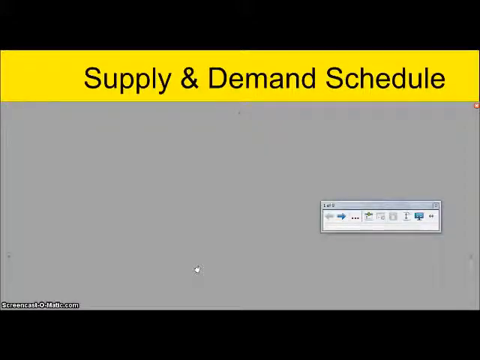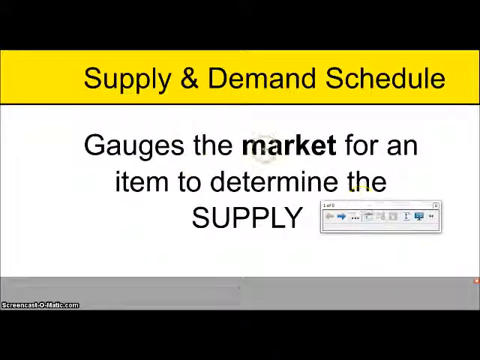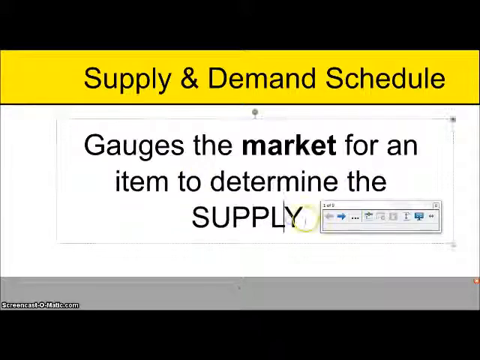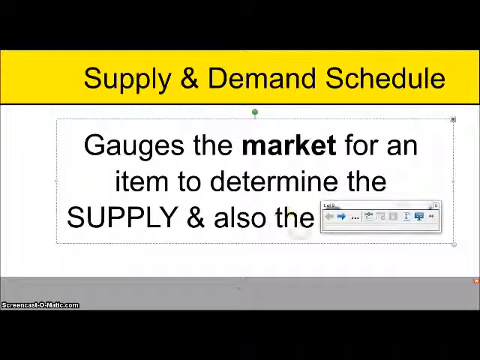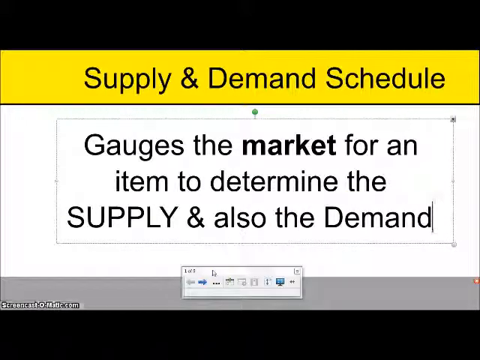Once you've individually looked at supply and demand and understand the many factors that may shift those curves, it's important to look at supply and demand together and how those shifts impact one another. Now, just like supply and demand individually, supply and demand together can use a tool known as the supply and demand schedule. And this, again, gauges the market for an item to determine the supply and also the demand. Okay, this can tip the market off to let buyers and sellers know what is the appropriate price for a transaction.